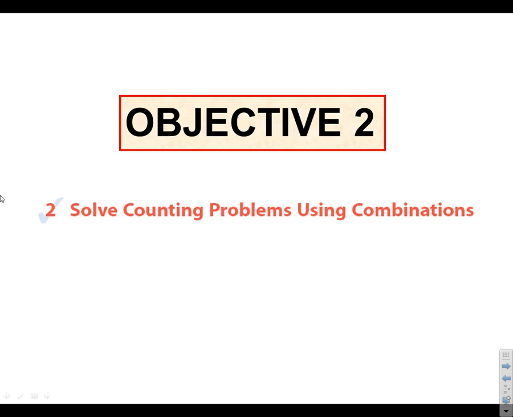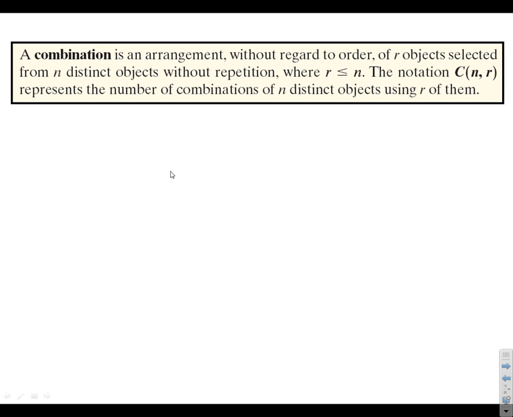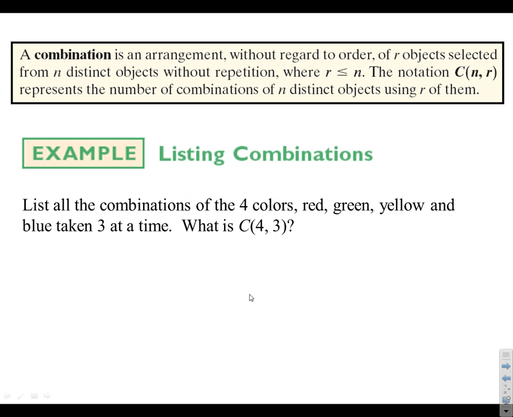Okay, let's dive into combinations. So in this case, the key when you're reading through it, the only difference here is that the order does not matter. Okay, we don't care about order for combinations. All right, so list all the combinations of the 4 colors red, green, yellow, and blue, taken 3 at a time. Right, so we could do something like red, red, red. We could do red, red, green. We could do red, red, yellow, right, and so on and so forth.